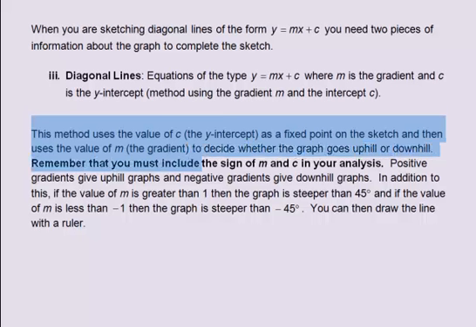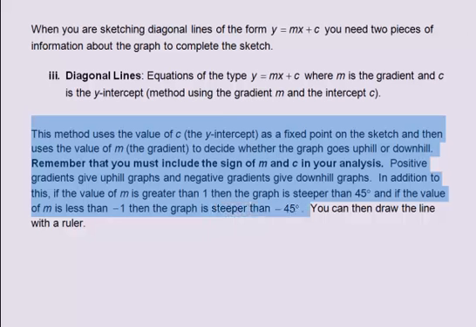Remember that you must include the sign of m and c in your analysis. Positive gradients give uphill graphs, and negative gradients give downhill graphs. In addition to this, if the value of m is greater than 1, then the graph is steeper than 45 degrees, and if the value of m is less than -1, then the graph is steeper than -45 degrees. You can then draw the line with a ruler.